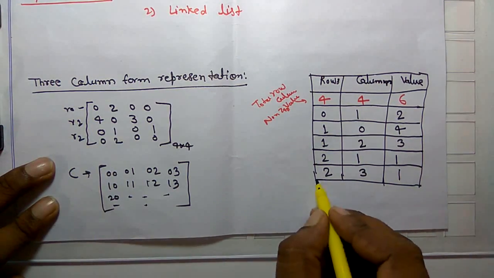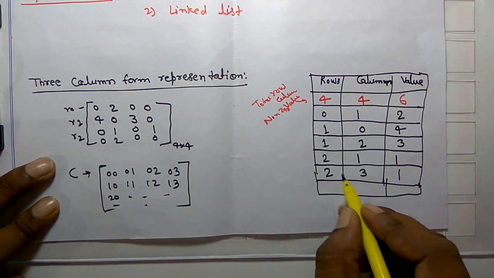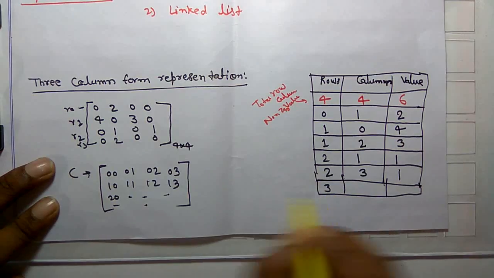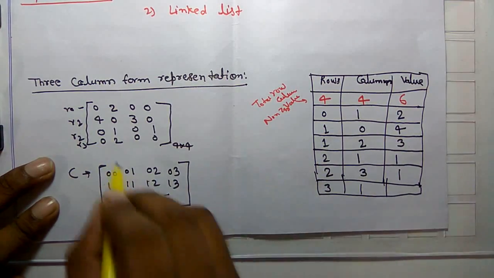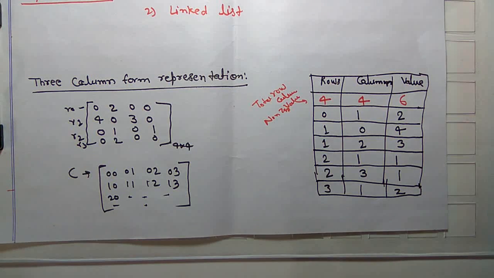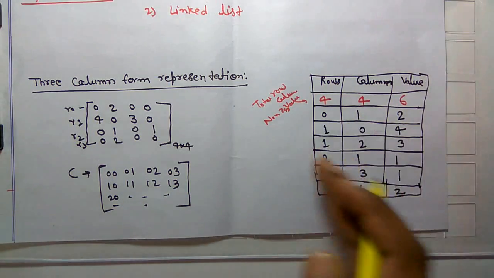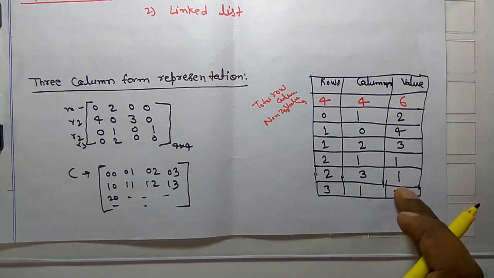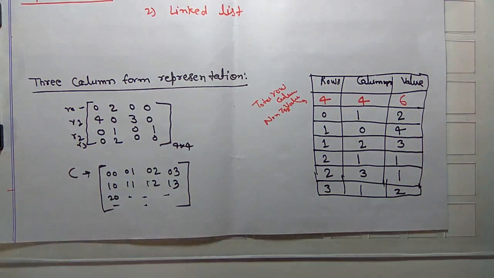In the last row, that is R3, at column 1, the value is 2. So this is the 3 column form representation of a sparse matrix, and through it we can directly access only the non-zero values. We ignore the zero values. That's why we are using a sparse matrix. Thank you.